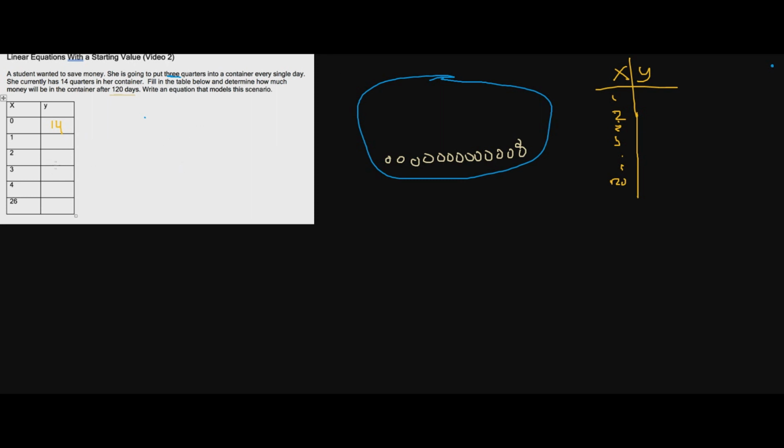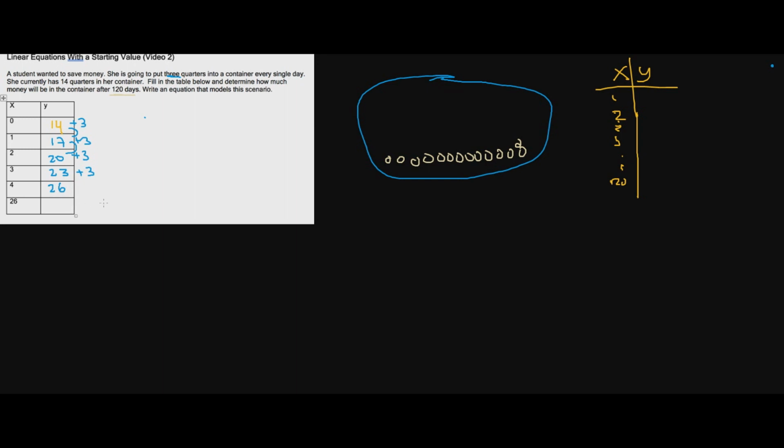Okay, and what's going to happen next? Well, every day she's going to add 3 quarters. So when one day passes by, we add 3. 14 plus 3 is 17. Okay, and then as another day passes by, we add another 3, which is 20. Then another day passes by, and we add another 3, and then boom, 23, and so forth and so forth. So here it is.